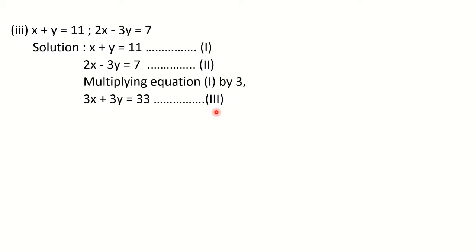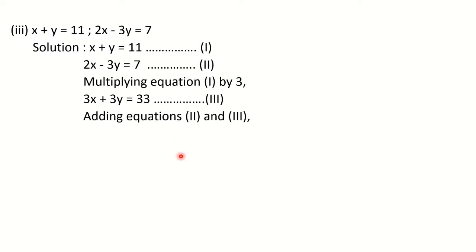So the two steps are over. First we have written the equations 1 and 2, then we have equated the coefficient. Now the next step is to observe the signs. Here we can observe that the signs are opposite, and if the signs are opposite, then to eliminate we add. If signs are same, we subtract. So here let us add equations 2 and 3.